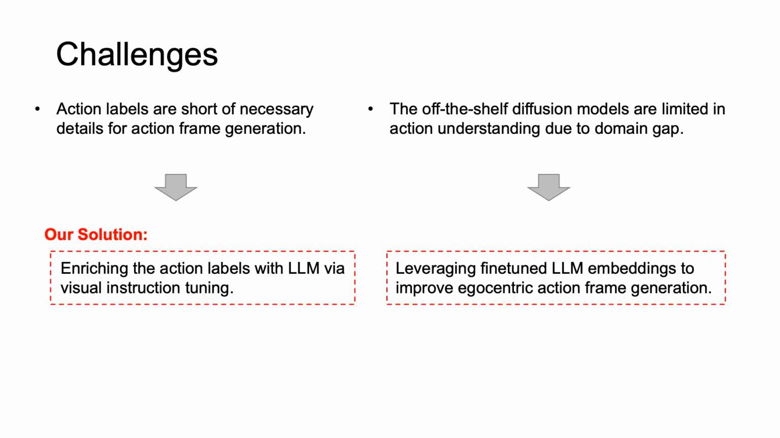In this work, we propose our solution to these two challenges. First, we fine-tune a large language model via visual instruction tuning to curate enriched action descriptions. Second, we leverage the image and text embeddings from the fine-tuned visual large language model as additional conditioning to boost the performance of the diffusion model.